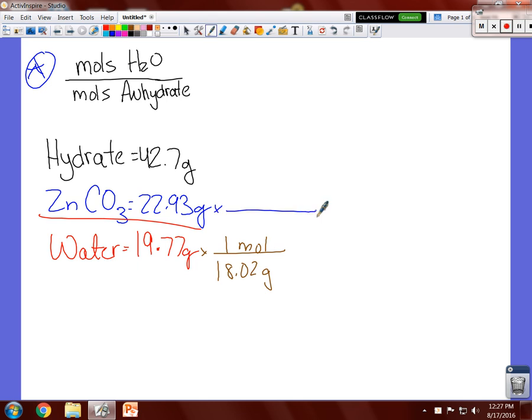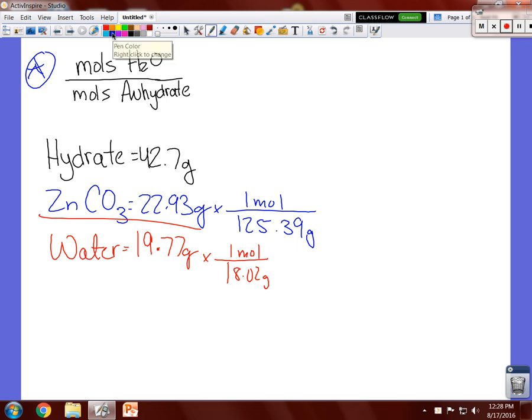Will somebody give me the molar mass of zinc carbonate? All right. Zinc is 65.38. Carbon is 12.01. And then oxygen is 16 times 3. So 1 mole, and again, like we said, we've got 18.02 grams in 1 mole of water.